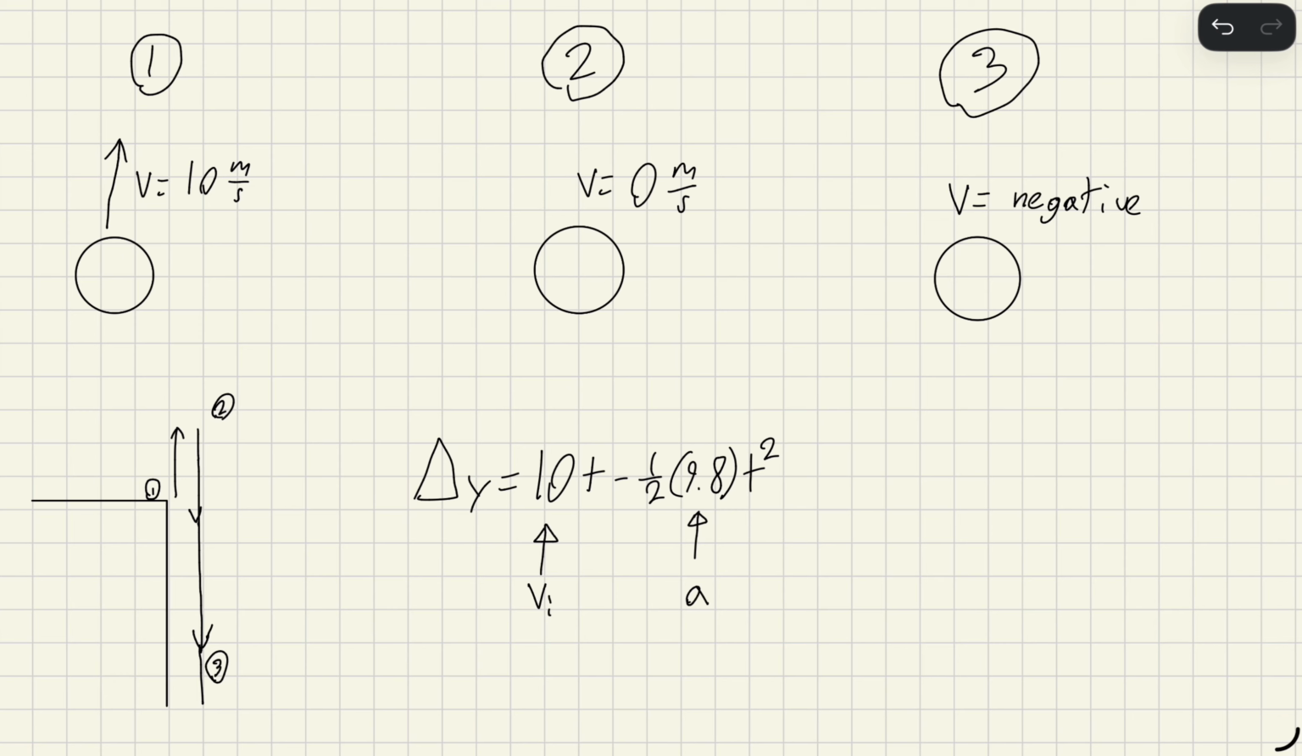Here at point 2, there's a brief moment where it turns around and the velocity is 0 meters per second. But even though it's turning around, the acceleration is still negative at 9.8 meters per second squared. Gravity never turns off, it's always acting on the ball. You could say that this moment where velocity becomes 0 is where gravity finally overcomes the ball's initial velocity and causes it to turn around.